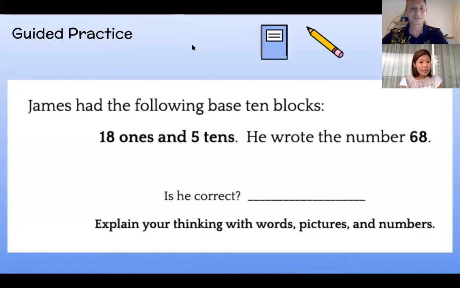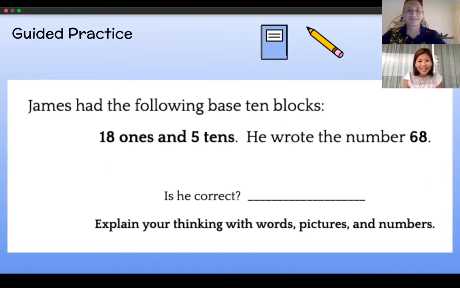It says, James had the following base 10 blocks, 18 ones and 5 tens. And he wrote the number 68. Is he correct? What do you think? 18 ones and 5 tens. Ooh, that's a lot of ones. But I bet some of those ones can be exchanged to tens or make 10. Explain your thinking. You can use words or you can draw a picture and numbers to explain if 68 is correct. So pause this video and I'm going to do my work. You are going to do your work and let's compare.